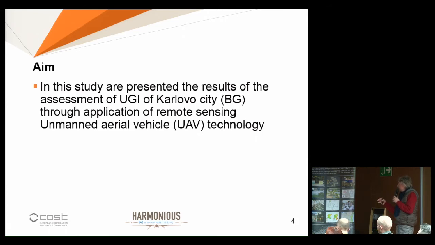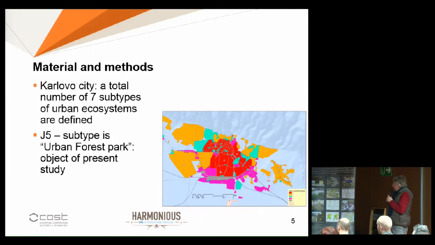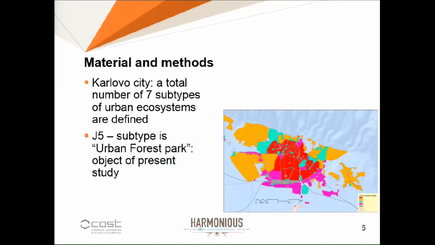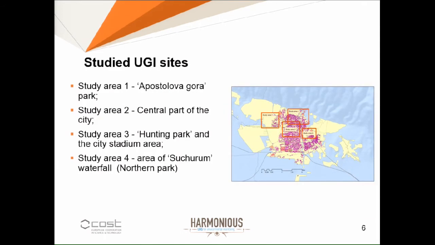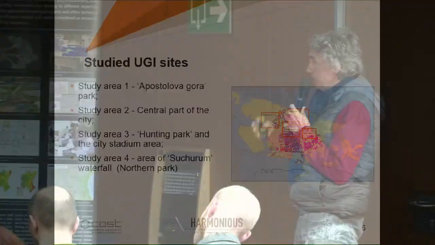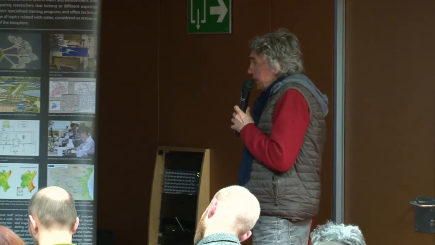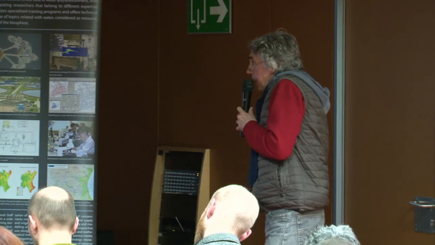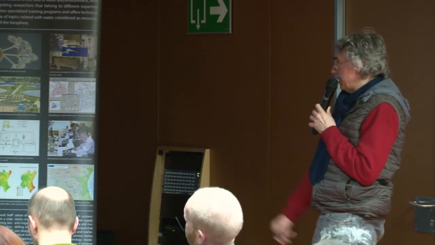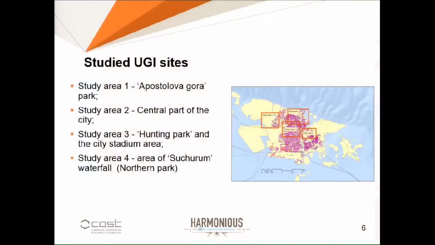As I said, this is a fragment of the bigger project. Karlovo is a small city situated in the central part of the country. 7 different subtypes of urban ecosystems are defined inside of this project, and I'm going to speak about G5, which subtype is urban forest park, which is the object of this study. 4 study areas were defined, most of them are parks. As you see, the first one is Apostol Gura. It's a forest in Bulgaria. It's a city park. The second area is the central part of the city, and areas 3 and 4 are also parks: a hunting park, and a green zone around the natural waterfall close to the city.